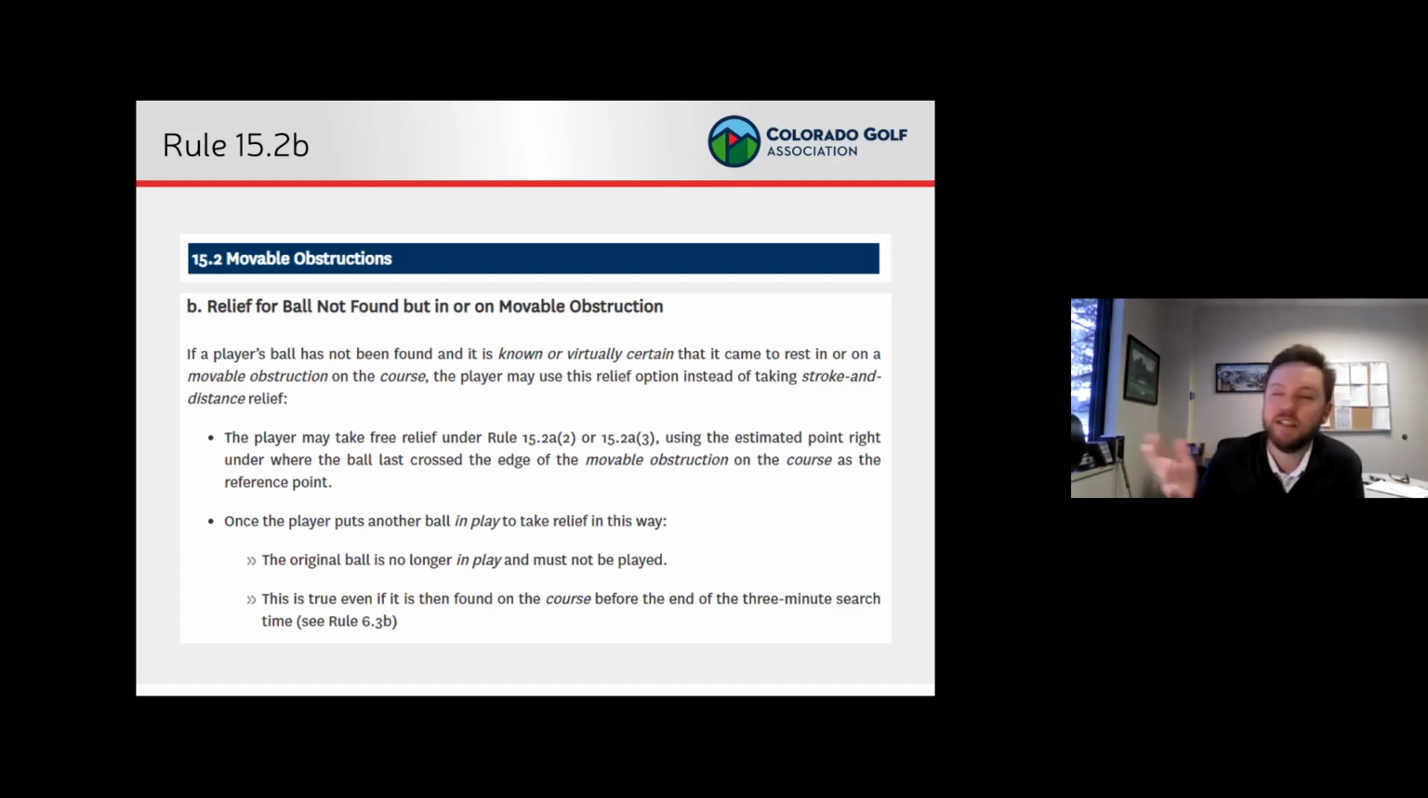There's that concept called knowledge or virtual certainty, where there are 6 instances when you have knowledge or virtual certainty. Penalty area is one of them. We'll talk about that in a couple of weeks, but this is also one of them, when a ball's not been found in a movable obstruction or immovable obstruction. And you put a ball in play, that's now your ball in play if you did it with knowledge or virtual certainty. Again, that's covered back in Rule 6. Rule 6 has got a lot going on. We don't cover that one necessarily, but that's a big rule.